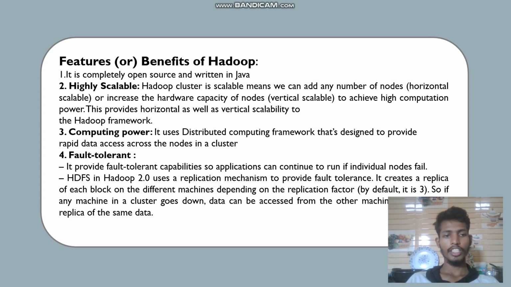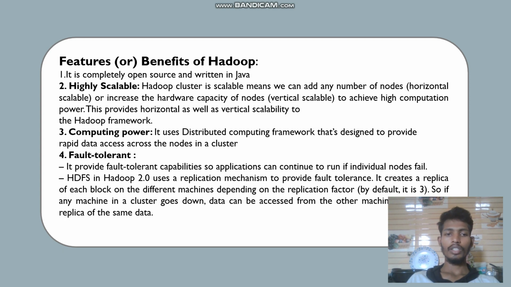Fault tolerance. It provides fault tolerance capability so applications can continue to run if individual nodes fail. HDFS in Hadoop 2.0 uses a replication mechanism to provide fault tolerance. It creates a replica of each block on different machines depending on the replica factor. So if any machine in a cluster goes down, data can be accessed from the other machines containing a replica of the same data.